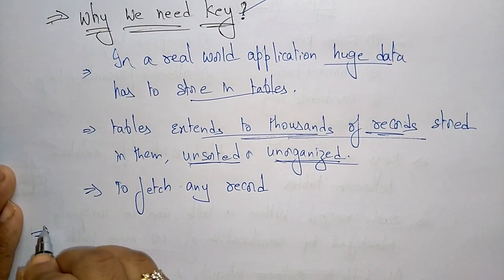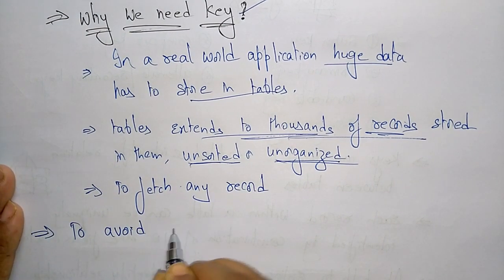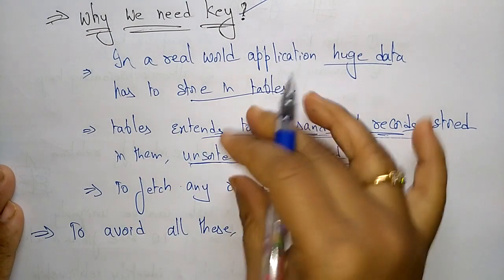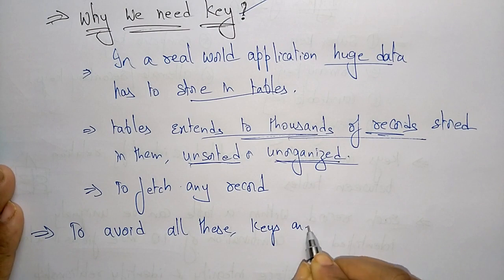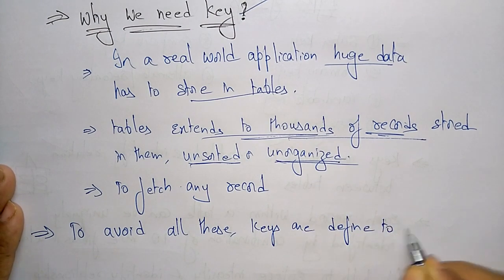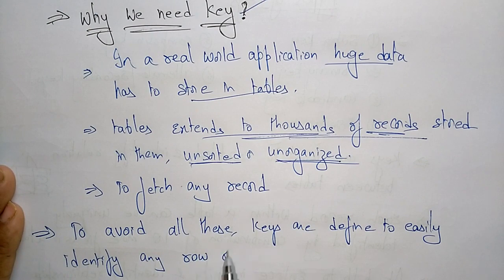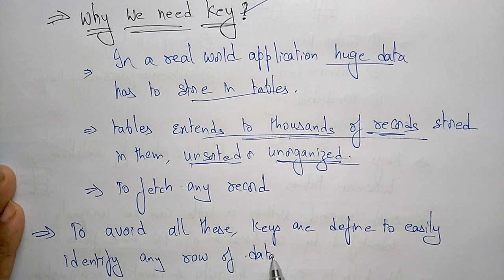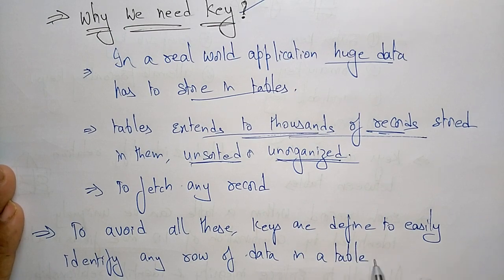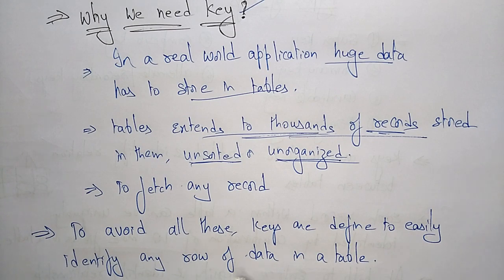So to avoid all these problems, the keys are defined to easily identify any row of data in a table. So this is about the keys, that different keys will be used and why we are using the keys. In the next videos, I'll explain each key with an example. Thank you.